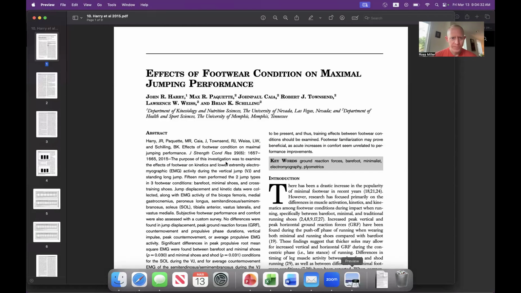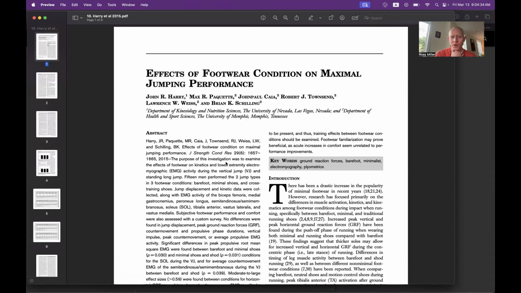Okay. Paper for today is our last paper on jumping from Harry et al., titled Effects of Footwear Condition on Maximal Jumping Performance. This is a good one to end on because it goes to the opposite side of the spectrum on how science is done compared to most of the studies that we've read in class so far in both running and jumping.